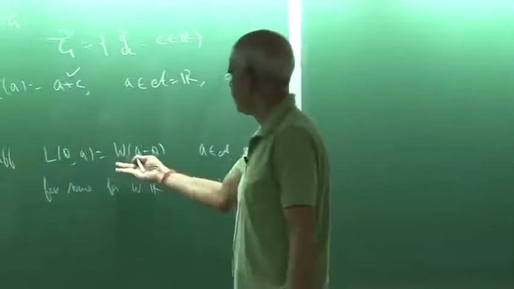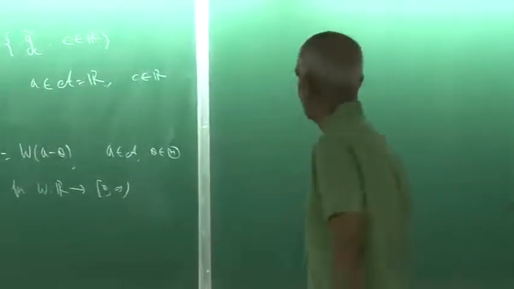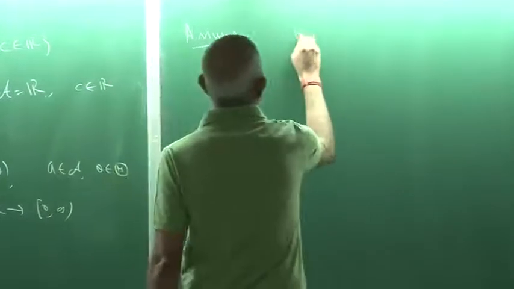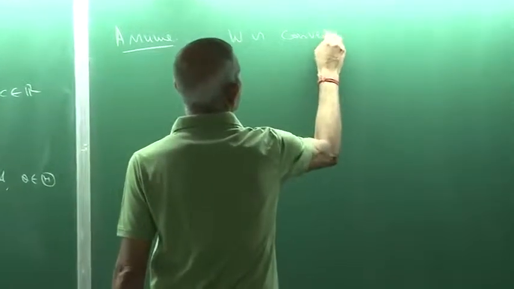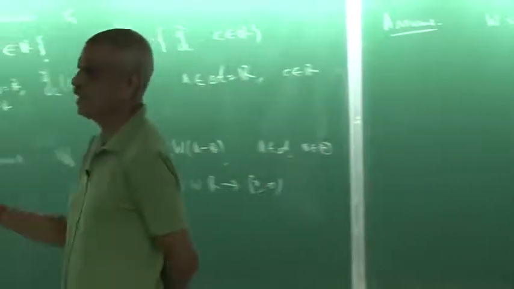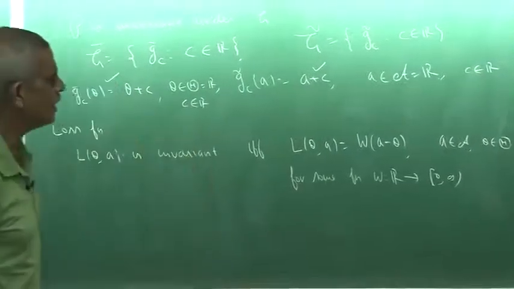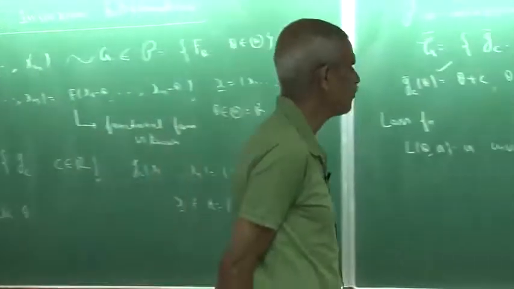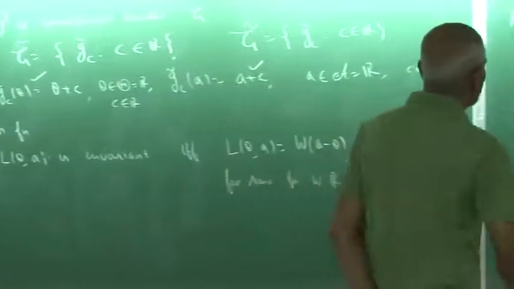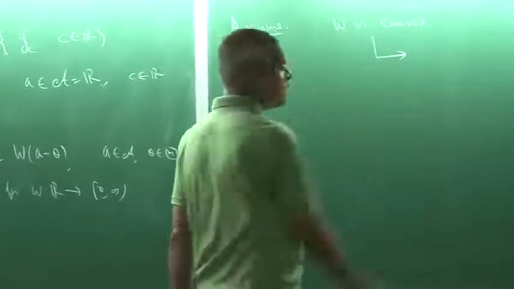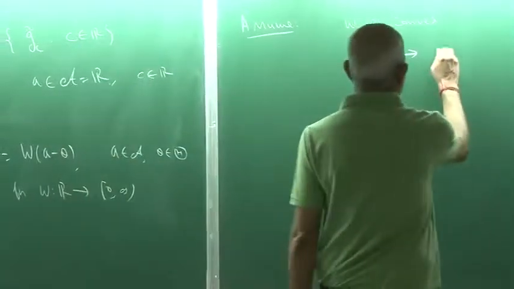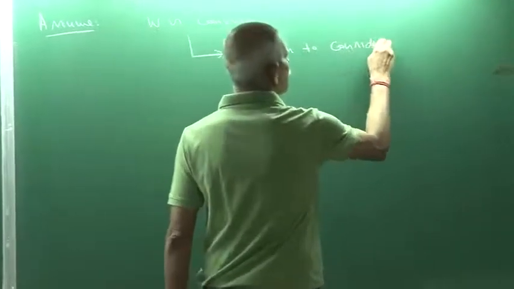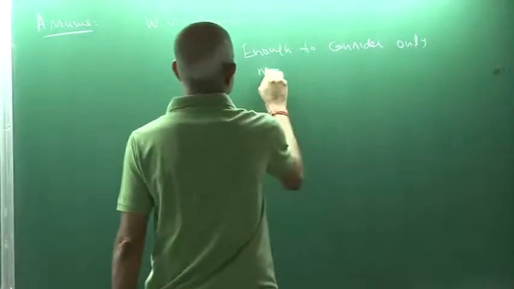Otherwise also L theta A would be convex if and only if W is convex. So I assume W is convex. W is a function of a real variable. L theta A is a function of two variables. So I needed L theta A to be convex for every theta as a function of A, which is equivalent to saying that W is convex. So with this, I can say that it is enough to consider only non-randomized estimators.